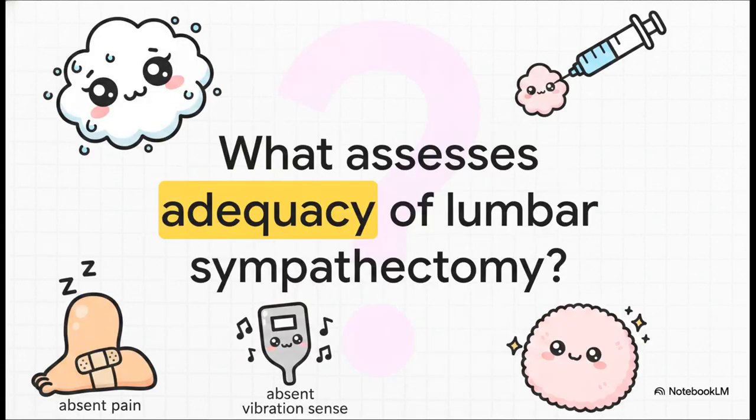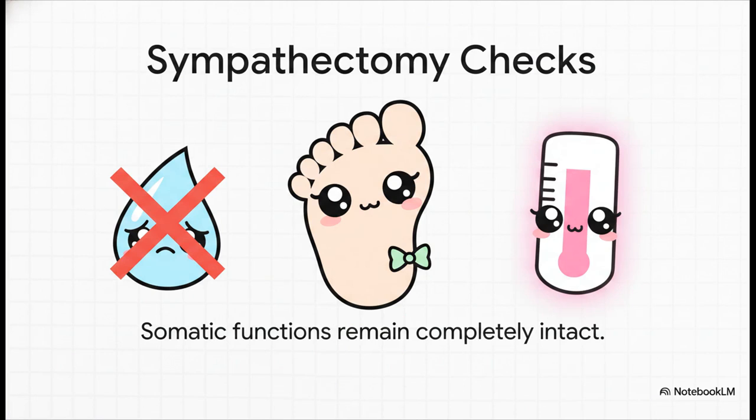Question 47. Which of the following will assess the adequacy of a lumbar sympathectomy? Absence of sweating, absent pain on rest, absent vibration sense, absent paresthesia, or none of the above? Okay, we need to make a really critical distinction here.